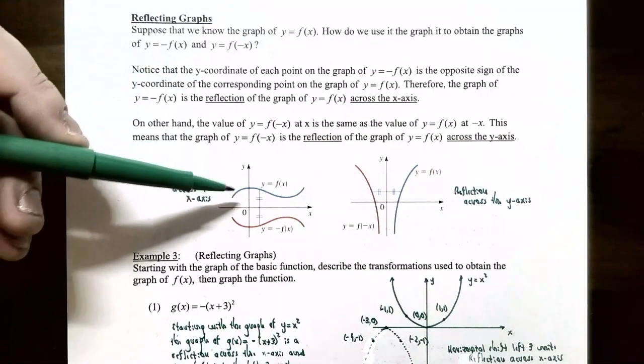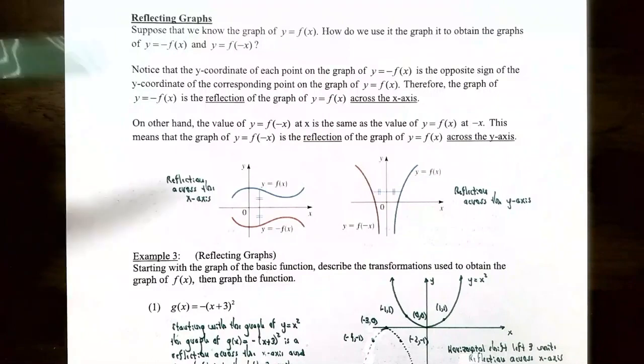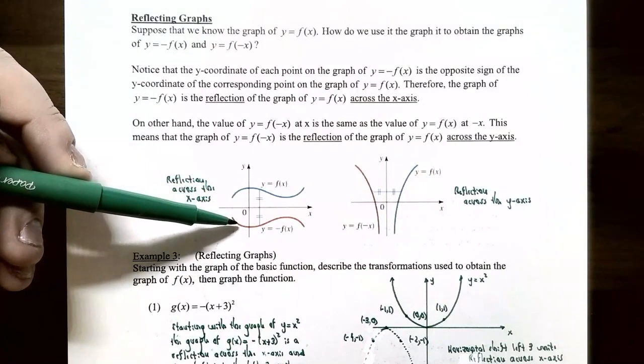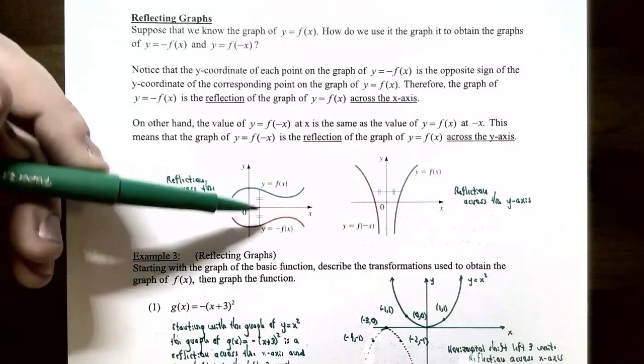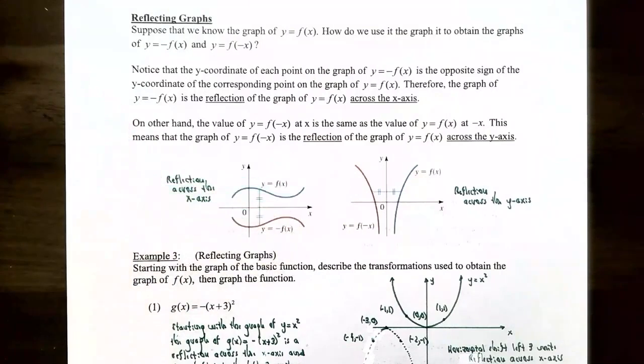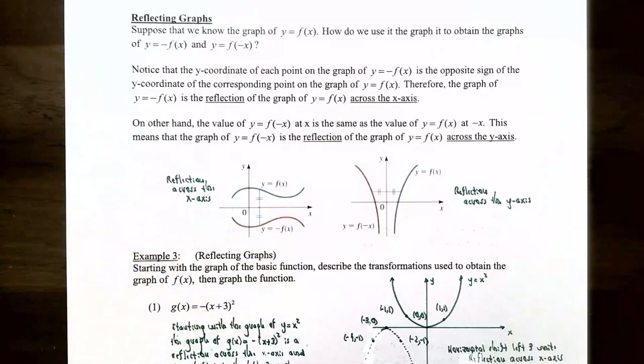So we start off with y equals f of x, the one that's in blue again. If you take all the y coordinates on the points of the graph of y equals f of x and you change the sign, so this point, if you change the sign of the y coordinate, will now be down here. It'll be a negative y value. If you do that for every single point on the graph of y equals f of x, you get the graph of y equals negative f of x, where all the y values have been changed sign. And so you notice that the graph is actually a reflection across the x-axis.